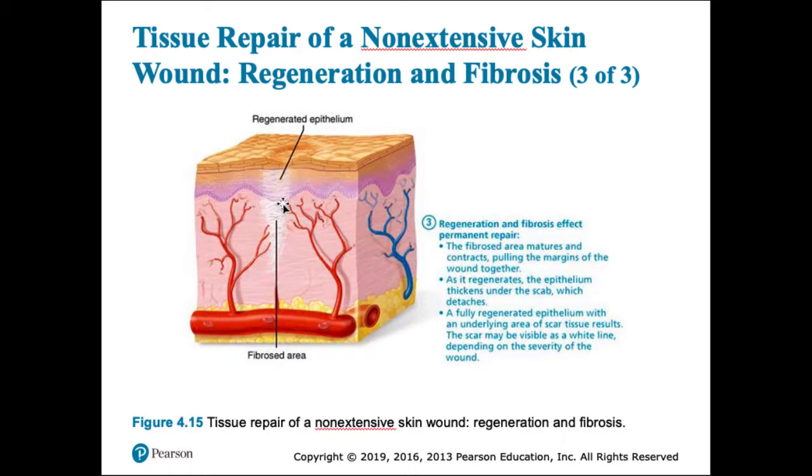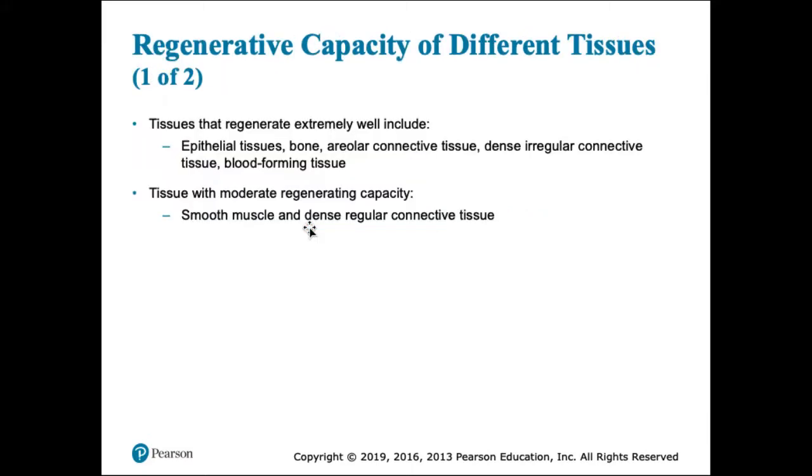The fibrosed area matures and contracts, pulling the margins of the wound together. You might have some epithelial thickening underneath the scab when it detaches, but fully regenerated epithelium with an underlying area of scar tissue results. A scar may be visible as a white line, depending on the severity of the wound.